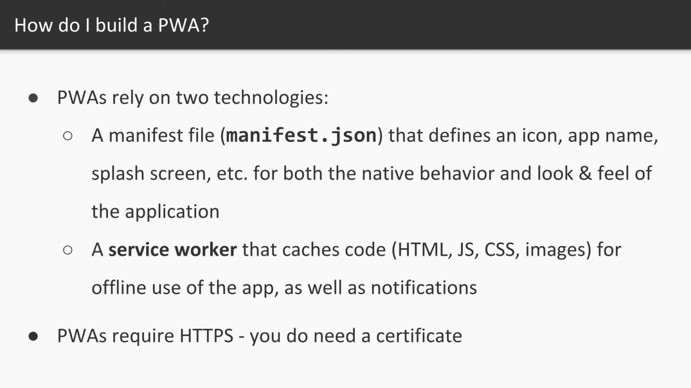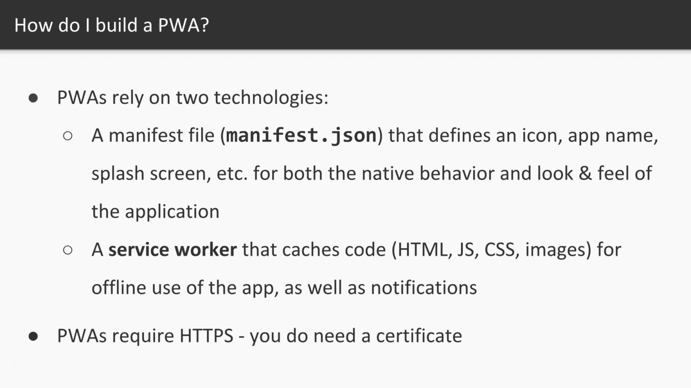So how do we build a PWA? Progressive web apps rely on two main technologies. The first one is a manifest file, manifest.json, and that's where we're going to define the icon, the app name, the splash screen, all of this that we need to have the native behavior and look and feel of the application. And the second part that we need for a PWA, which is actually optional, but it's a nice to have really, that's the service worker part. That's going to cache the code, so HTML, JavaScript, CSS, images, even maybe some data that you want to be accessible offline. And we're going to achieve that through a service worker.